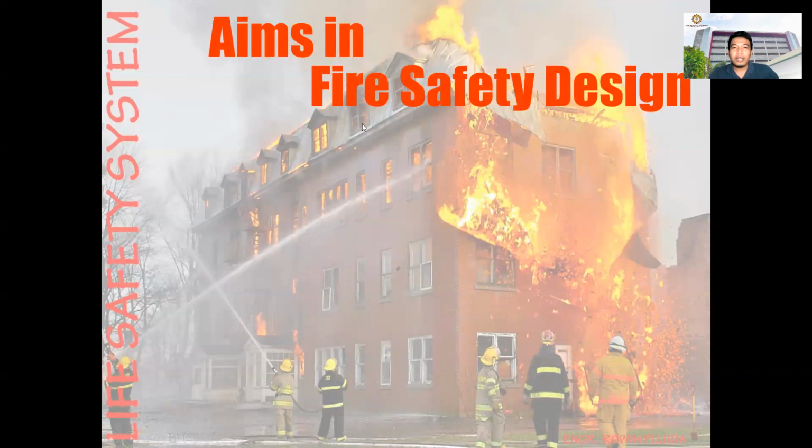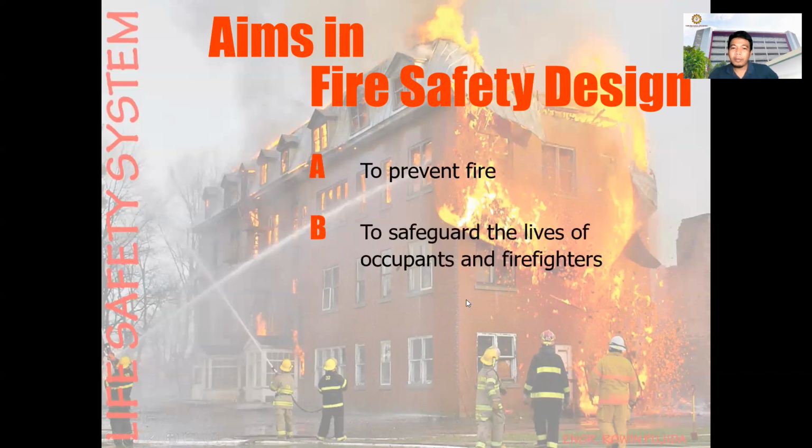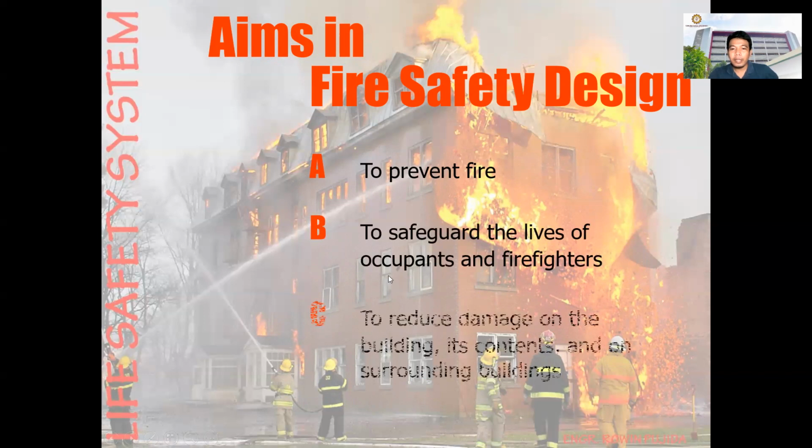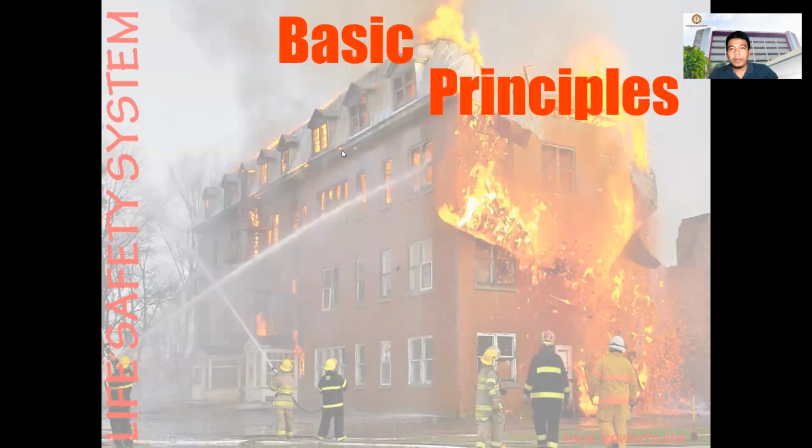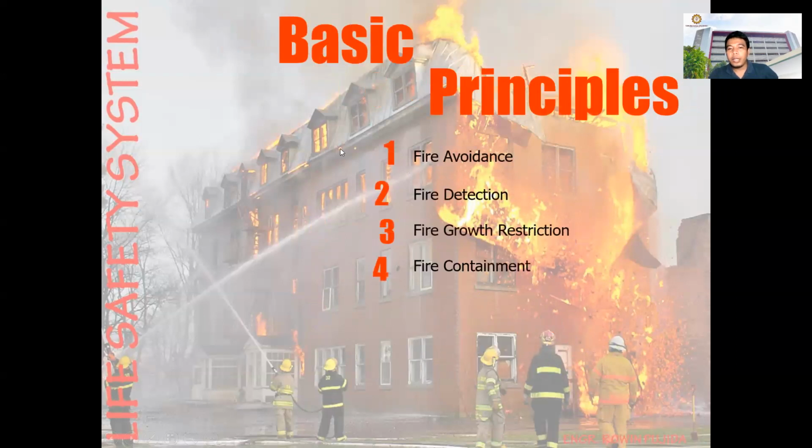So aims in fire safety design. A is to prevent a fire, and then to safeguard the lives of occupants and firefighters. Then you have to reduce the damage on the building, its content, and on surrounding buildings. So for the basic principle, you have the fire avoidance, fire detection, fire growth restriction, fire containment, fire control, smoke control, and the escape provision.